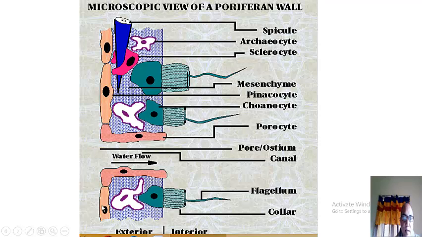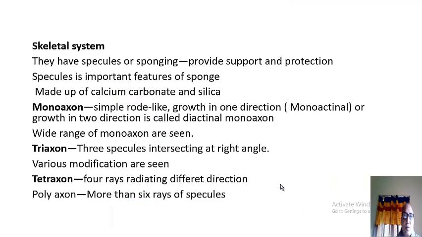On the pinacocytes there are pores, and these are amoebocytes, right? These are the different types of cells that are found, and that's why they are heaped on one another and never form a tissue.